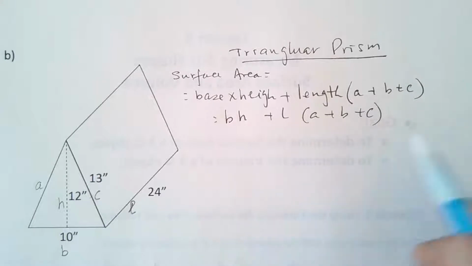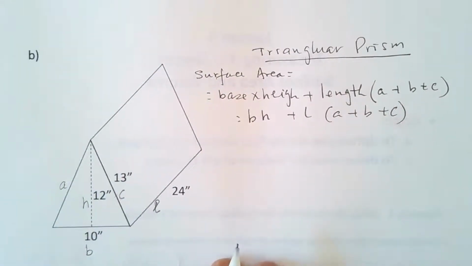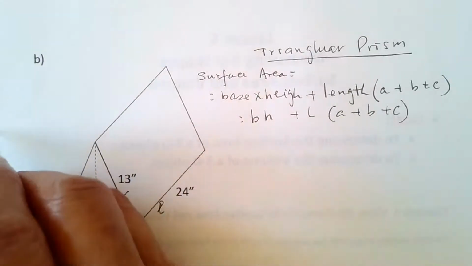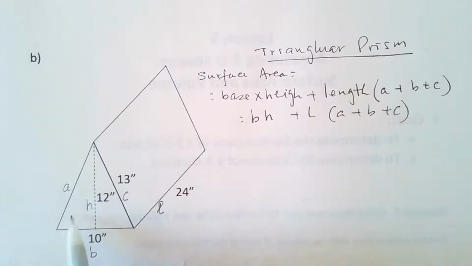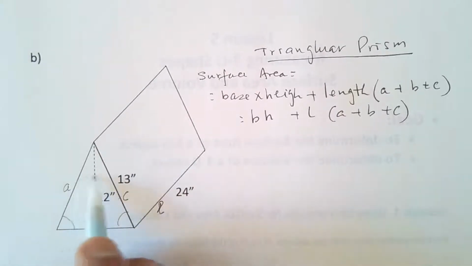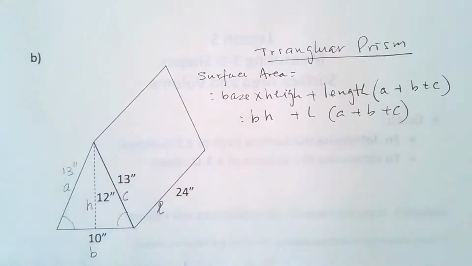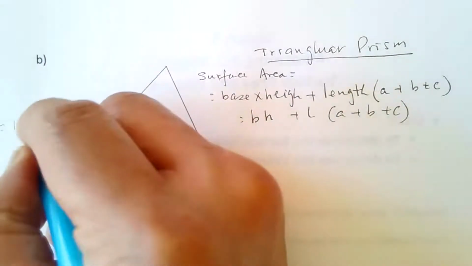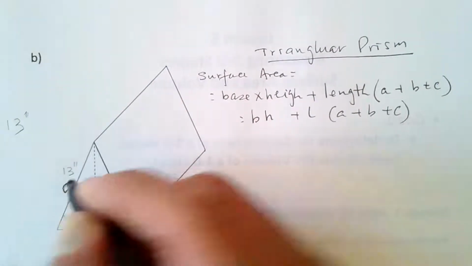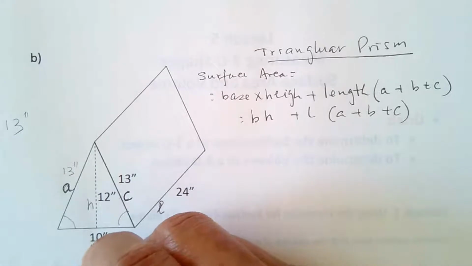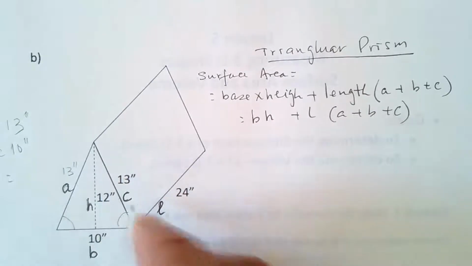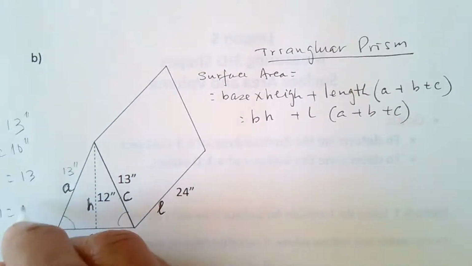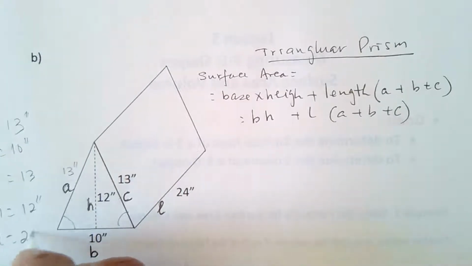So we have A is equal to, now no value is given here, but since this is an isosceles triangle, these two angles are the same, these two sides will be the same. So this is 13 inches also. So A is 13 inches. You can see A, B, and C, your H, and that's your L. B is equal to 10, and C is equal to 13. H is equal to 12, and L equals 24.